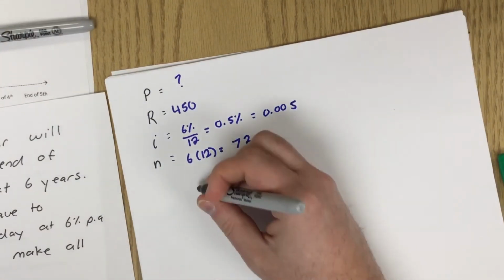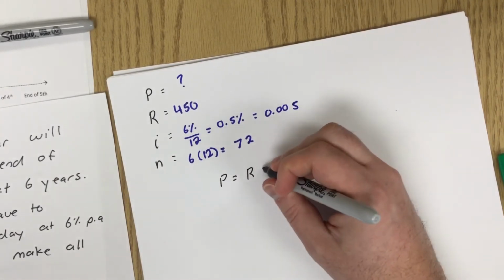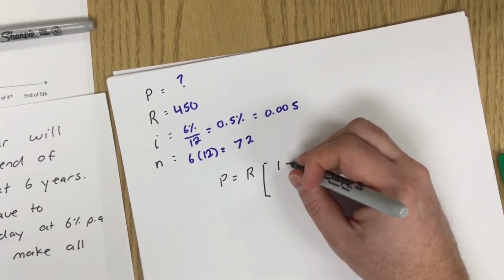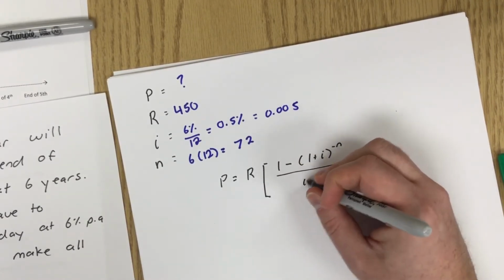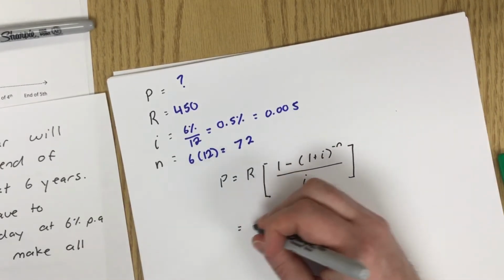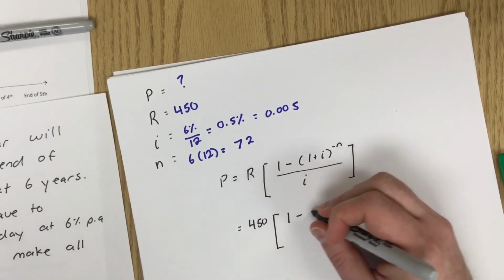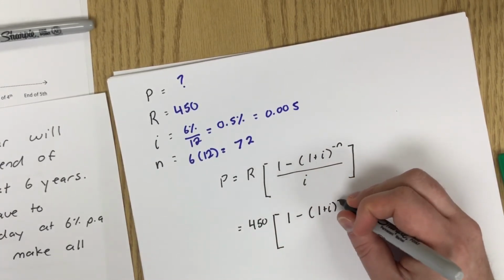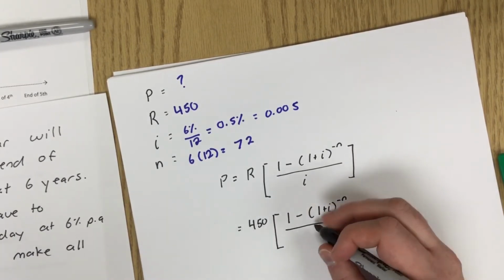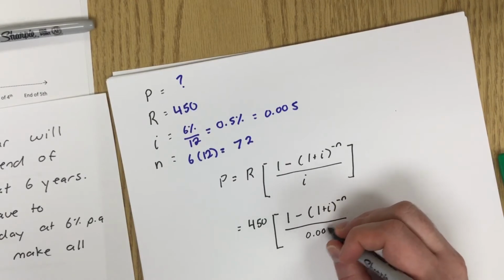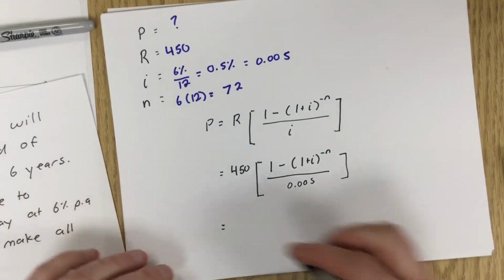So if we actually calculate it out, we know that P equals R times (1 minus (1 plus I) to the negative n) over I, which is going to be 450 times (1 minus (1 plus I) to the minus n) over 0.005. And I'm upset, of course, because I was supposed to be plugging in numbers there, so we'll do it in the next line.